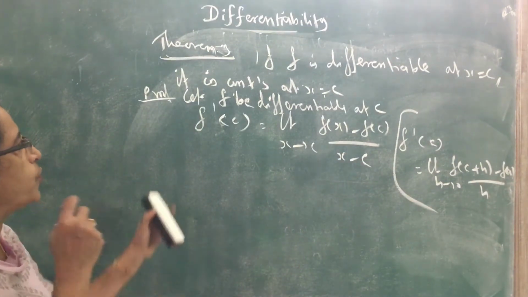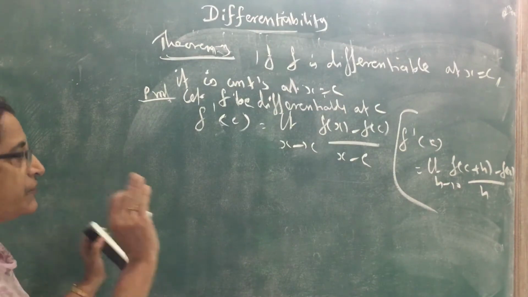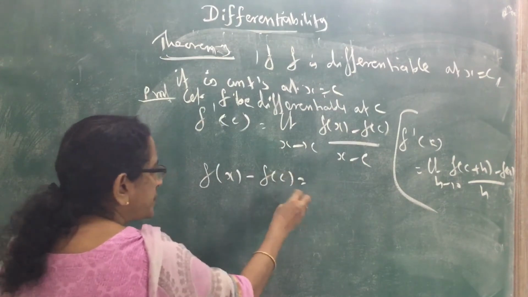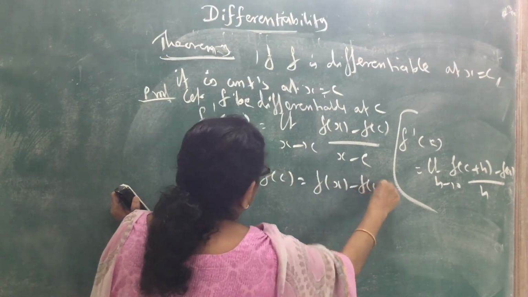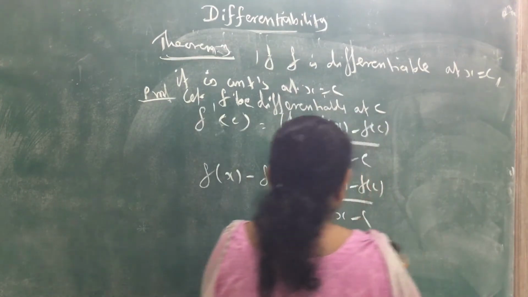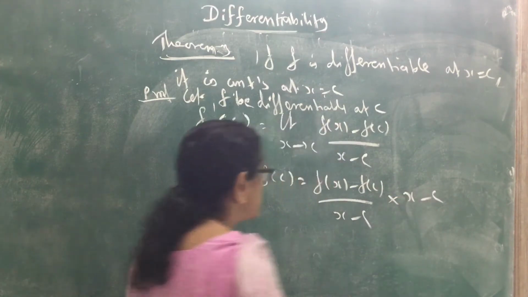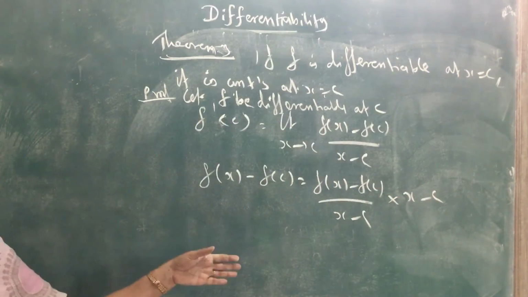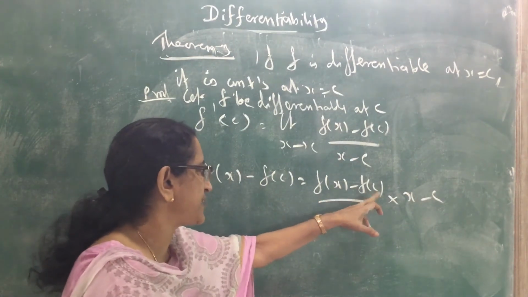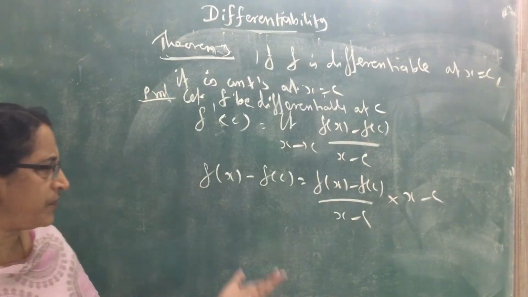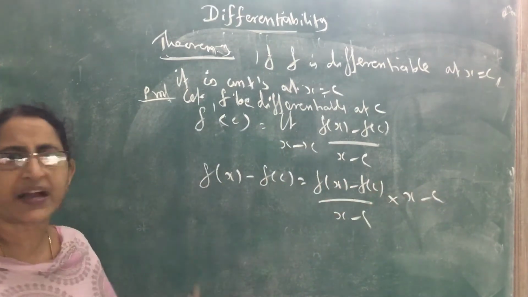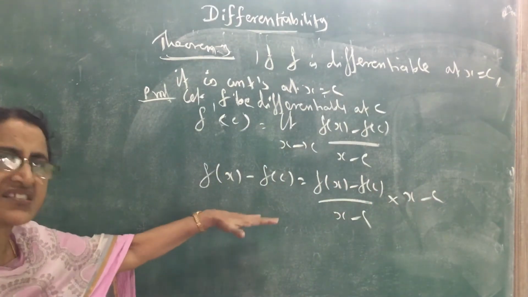Now we want to prove it is continuous at x equal to c. For that, we take one equation, that is f of x minus f of c equal to f of x minus f of c divided by x minus c into x minus c. See, we are considering one equation which is true. Both sides are equal. When we cancel this x minus c, both sides become equal. So it is a correct equation. So we are considering this equation.